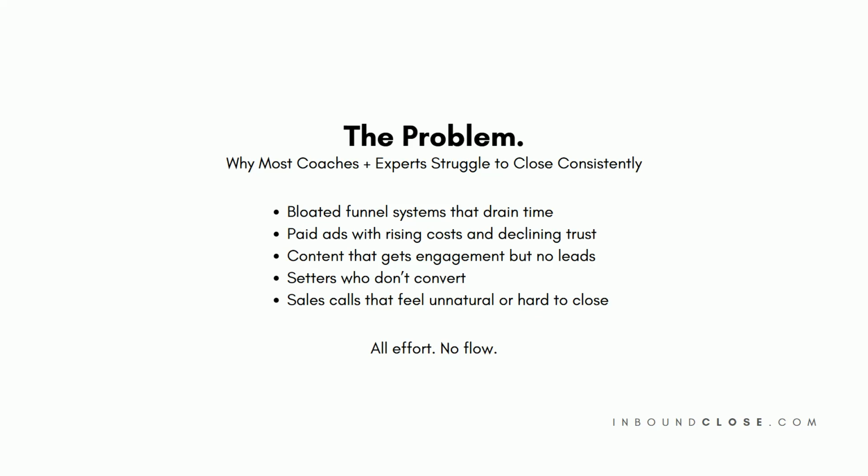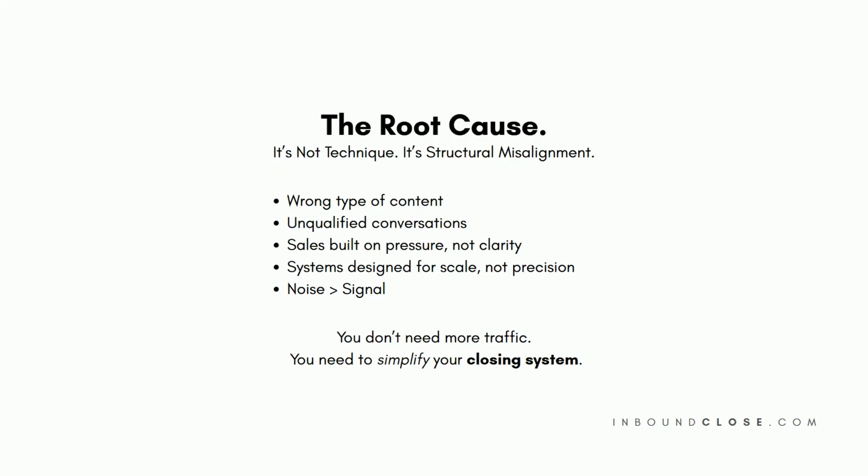Now it starts to become complicated, and because of this complicatedness, we push in more and more effort and the flow disappears. So when that happens, the root cause of it is not because you didn't push harder, or you didn't add more automations, or you didn't add more setters and closers and all that stuff. It's a deeper internal misalignment.